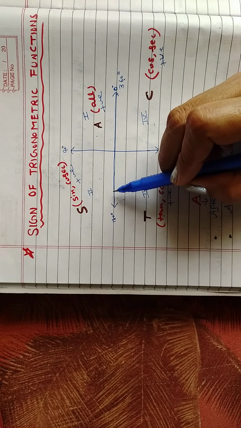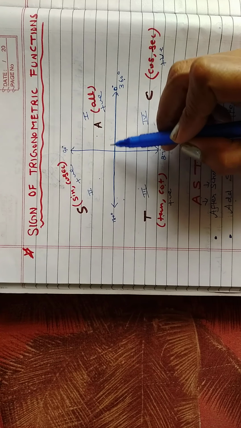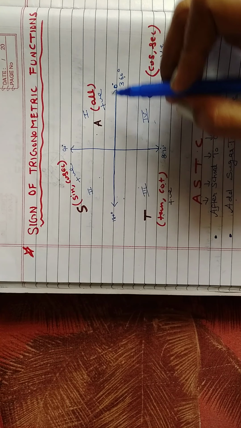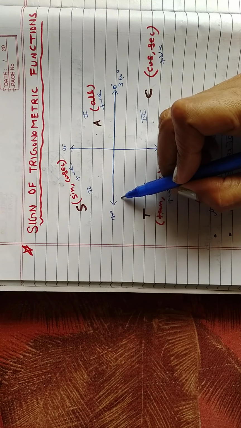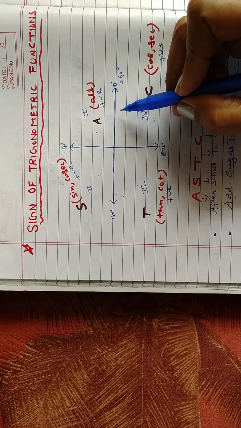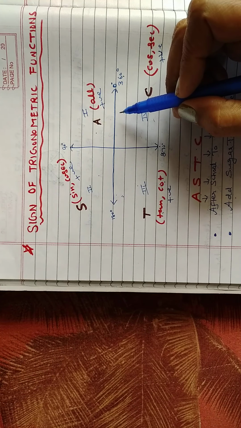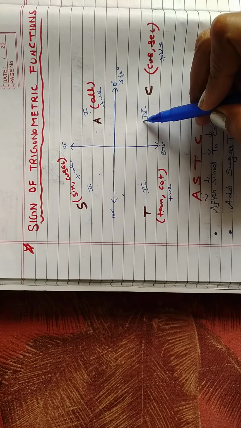See, these two lines divide the whole plane into four quadrants, as you know. This angle is 0, this is 90, this is 180, this is 270 and this is 360. Clear? Now there are four quadrants: first quadrant, second, third and fourth.